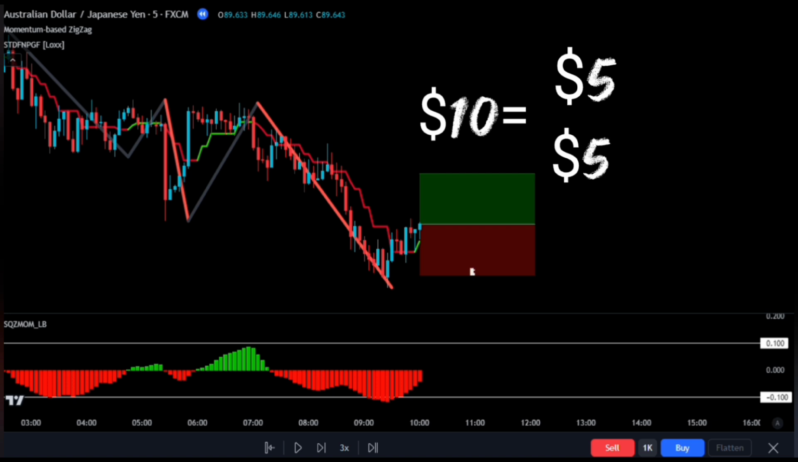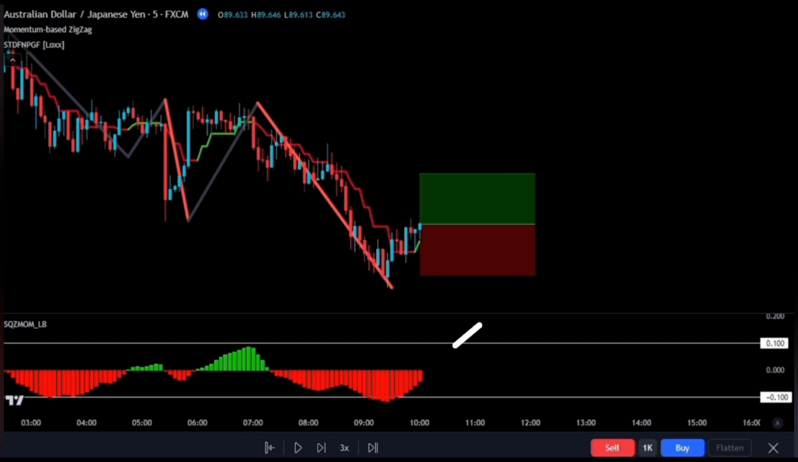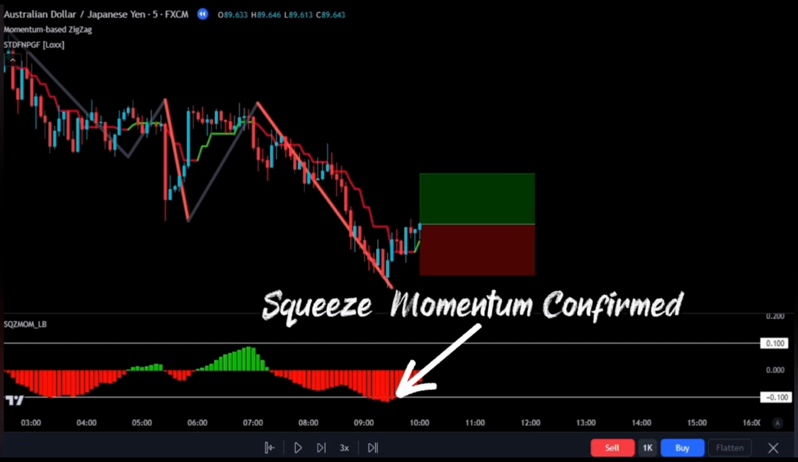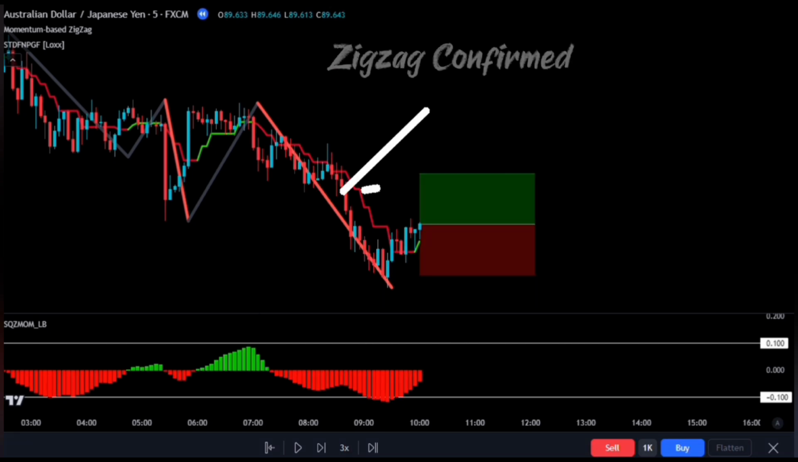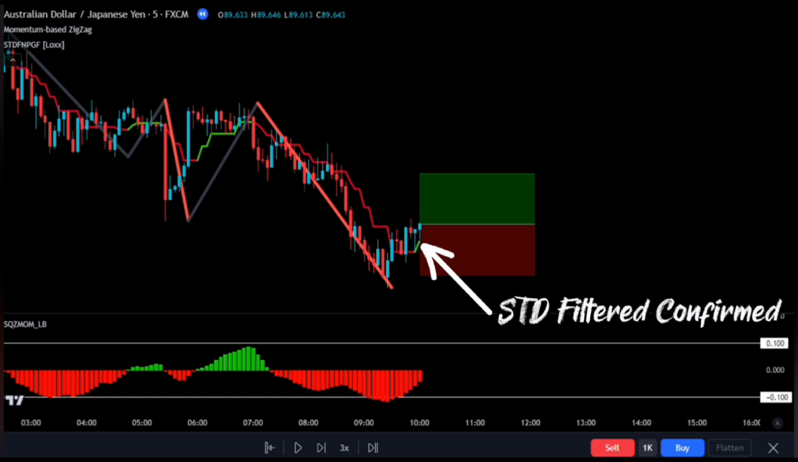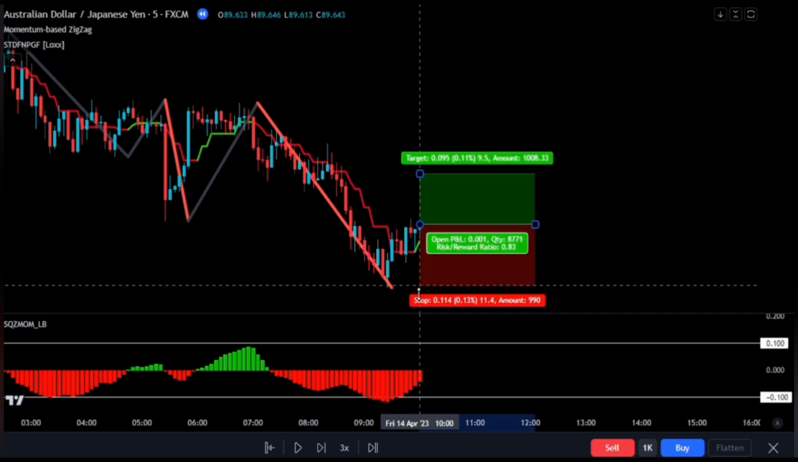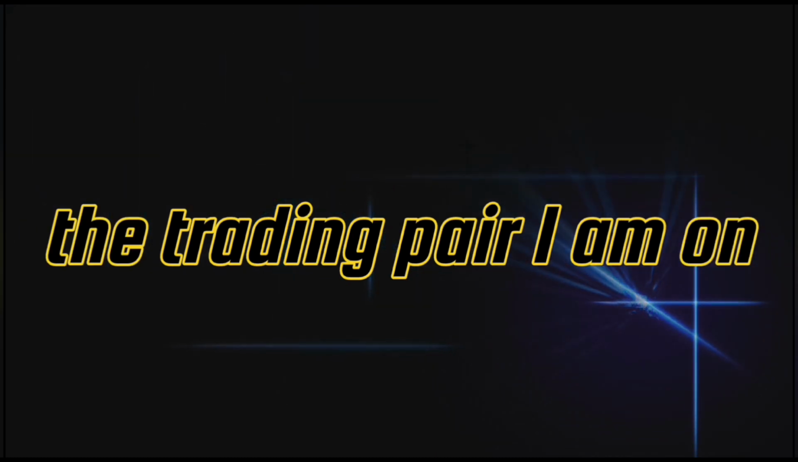In this case, we have just opened a buy position. We can see that the squeeze momentum column closed below the lower lines. Then we got our red zigzag lines. And lastly, our STD filtered Gaussian pole turned green, giving us a valid buy signal. I usually use the recent swing low identified by the zigzag indicator as my level of stop loss. For taking profit, it depends on the trading pair I am on.